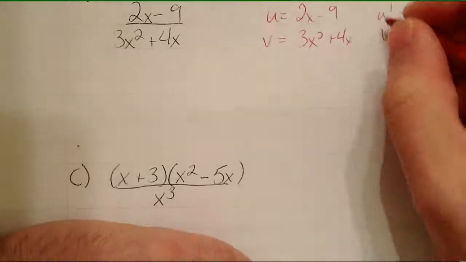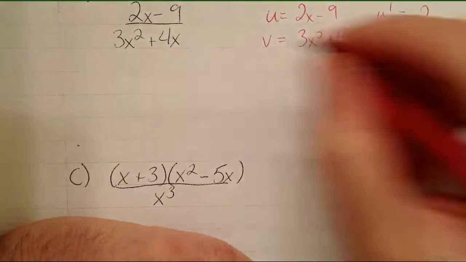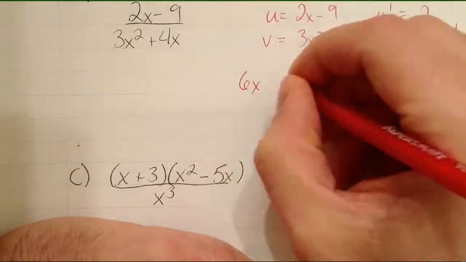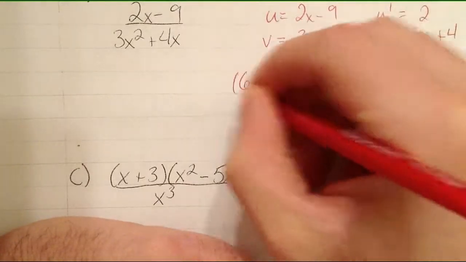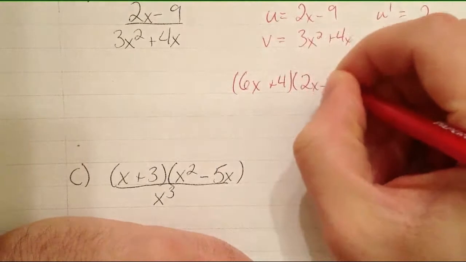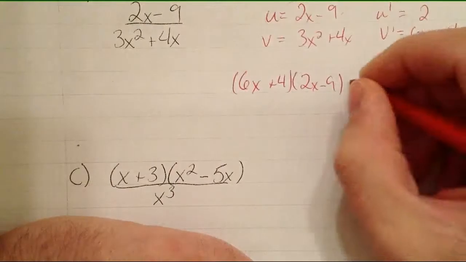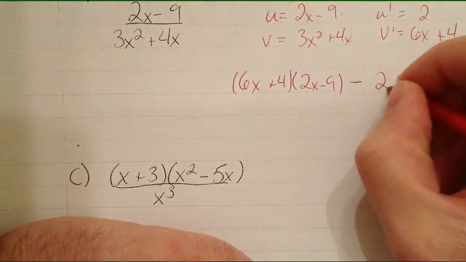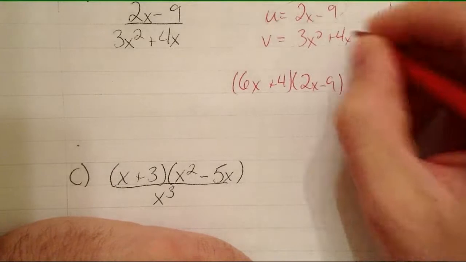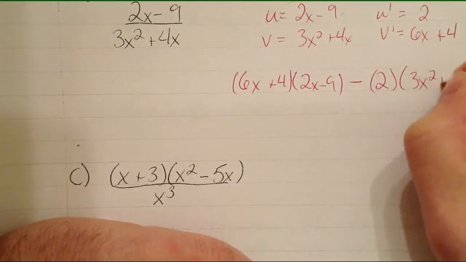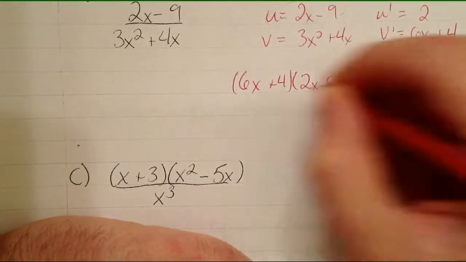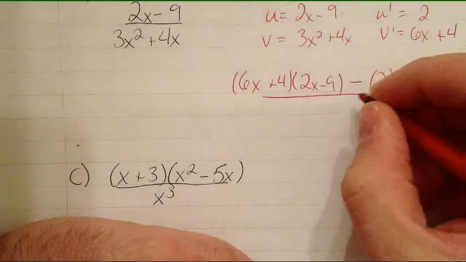Now you just got to plug it in. So my v prime times my u minus my u prime times my v all over z bottom squared.